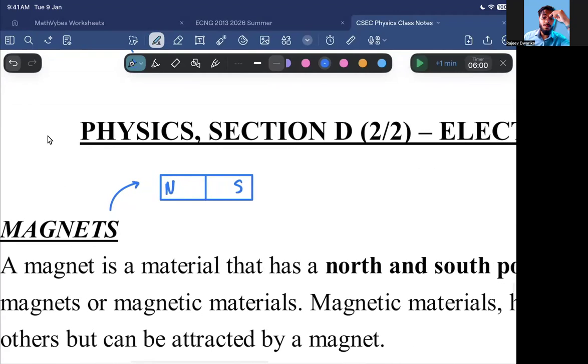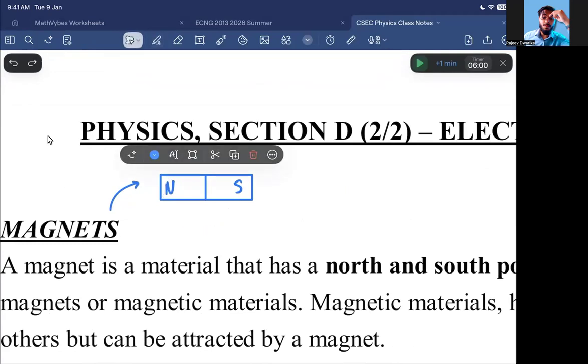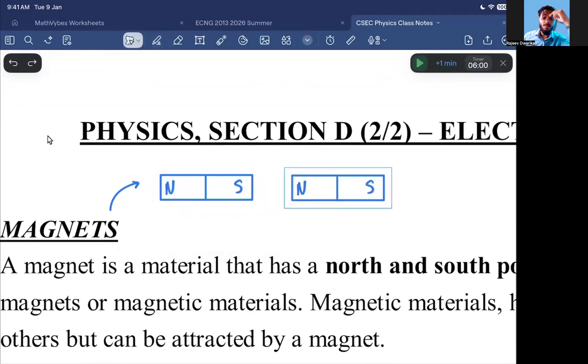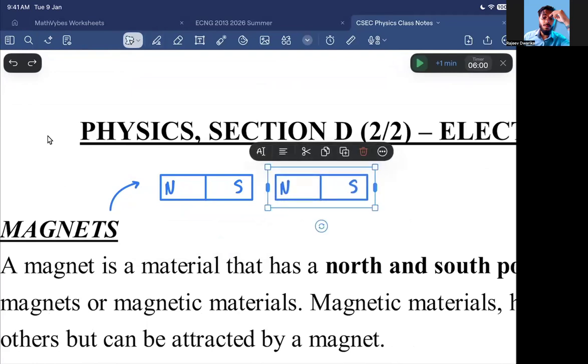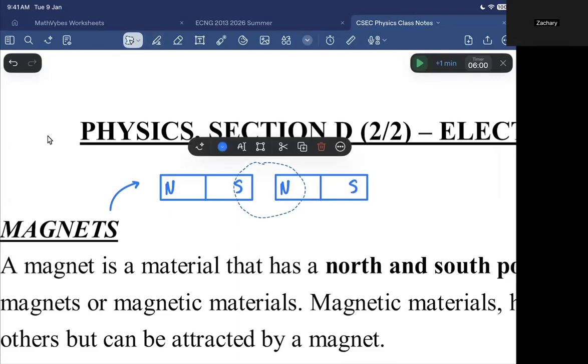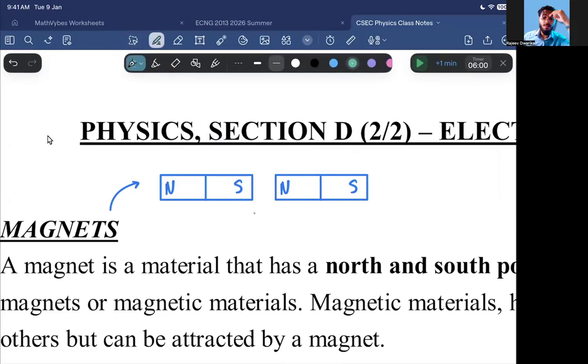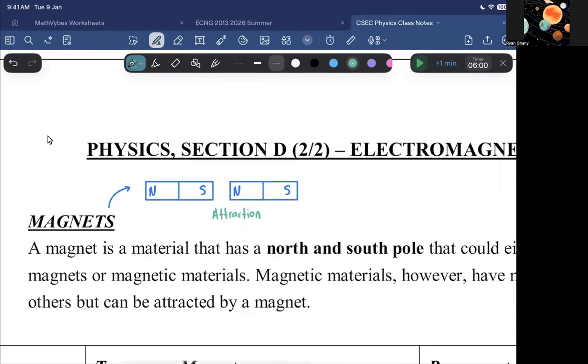So question, guys, if I have a magnet here and I have it in this orientation, what would be felt by those two poles there? Attraction or repulsion? Attraction. Can anybody tell me why? Because they're two different poles. And you know what they say, Ryan, opposites attract. Yeah, that's what they say.